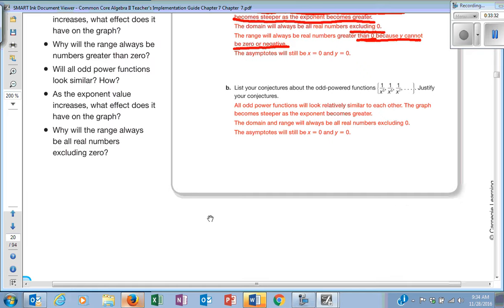So here's some conjectures that we need to, these are important, and these guys are important. All odd powers will look relatively similar to each other. The graph will become steeper as the exponent becomes greater. The domain and range will always be all real numbers excluding 0, and the asymptotes will always be x equals 0 and y equals 0.